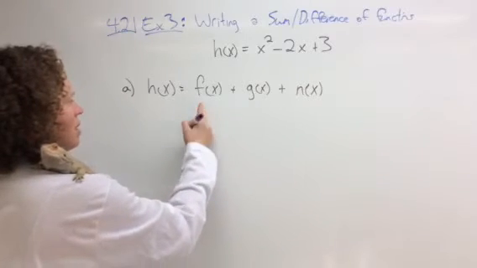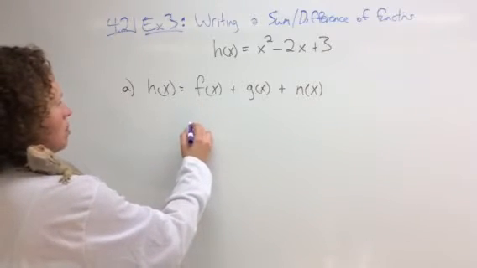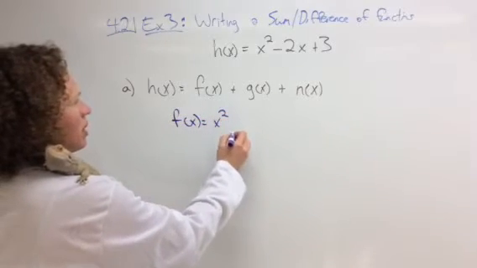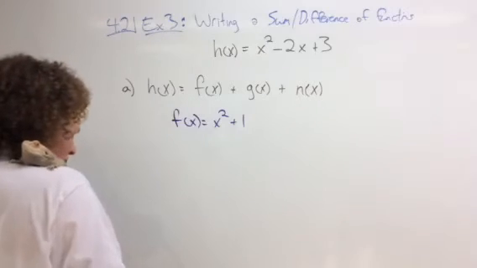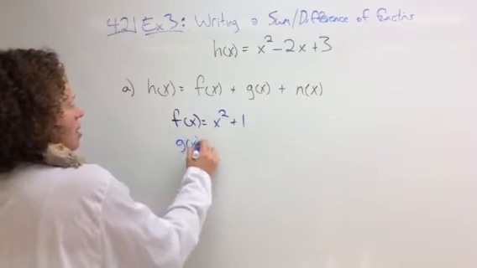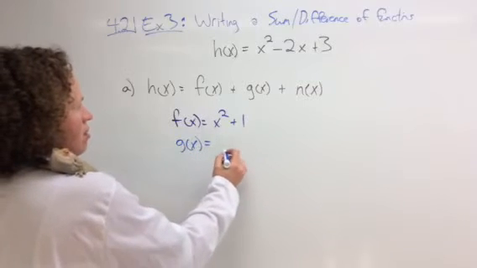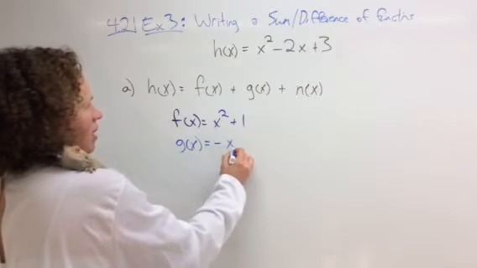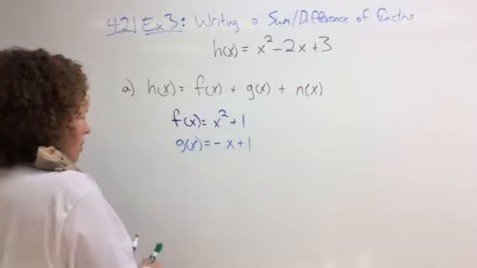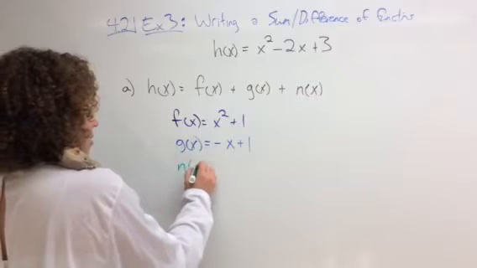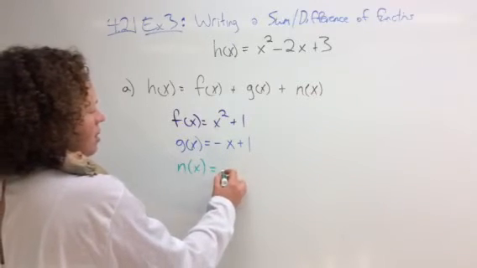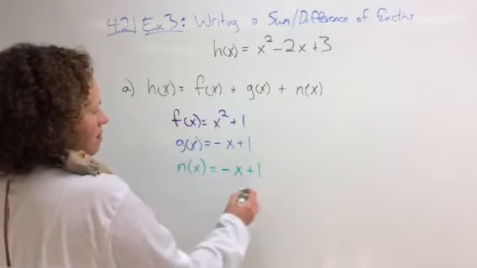So I could write that f of x is actually x squared plus 1, for example. And then I could write that g of x is negative x plus 1. And for my final, n of x, I could write that this one is negative x plus 1.